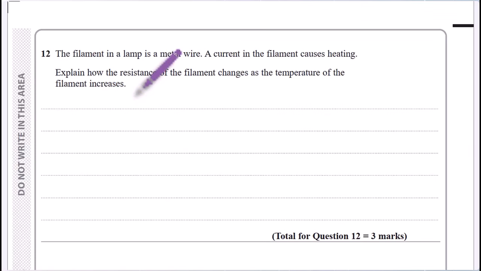For question 12, it says the filament in a lamp is a metal wire. A current in the filament causes heating. Explain how the resistance of the filament changes as the temperature of the filament increases.